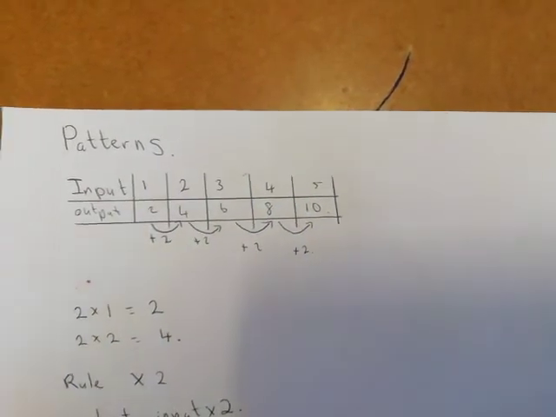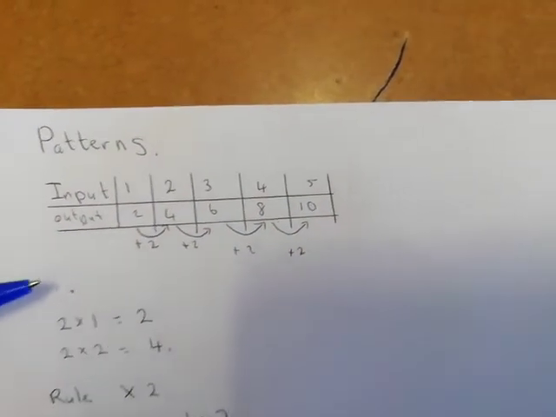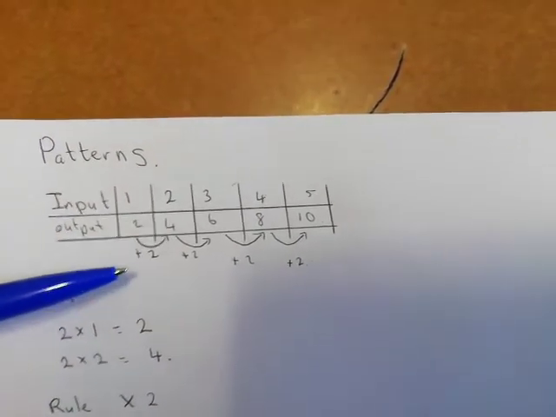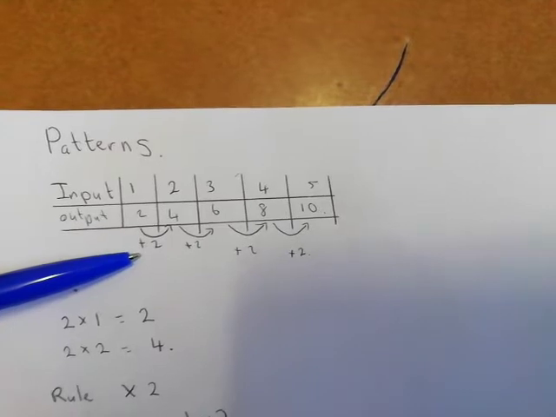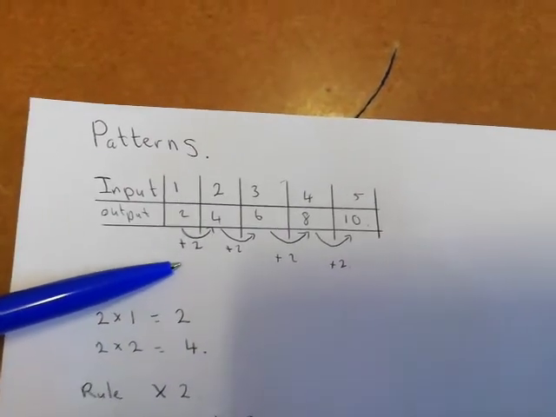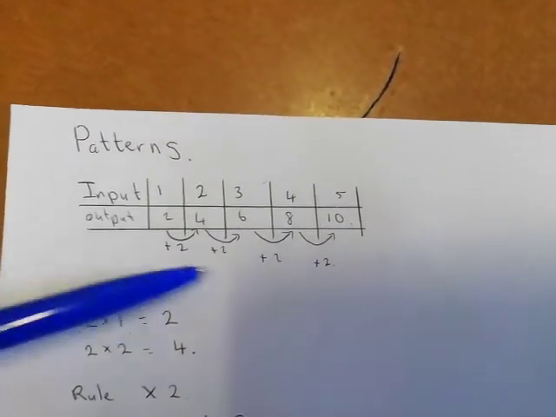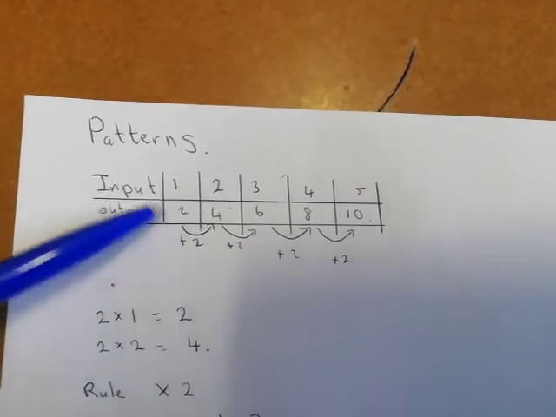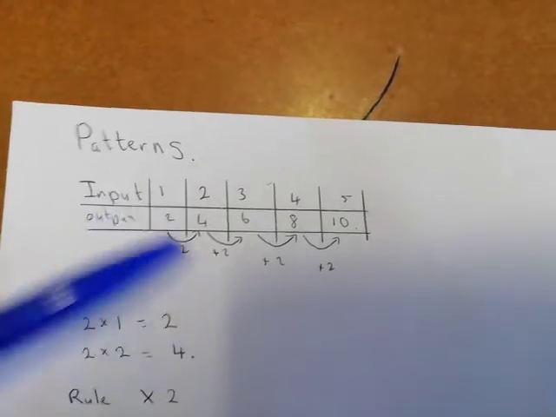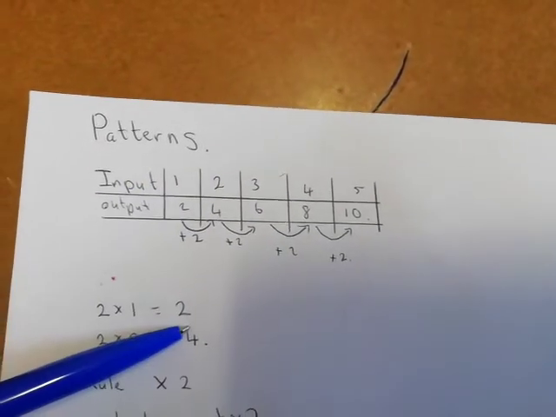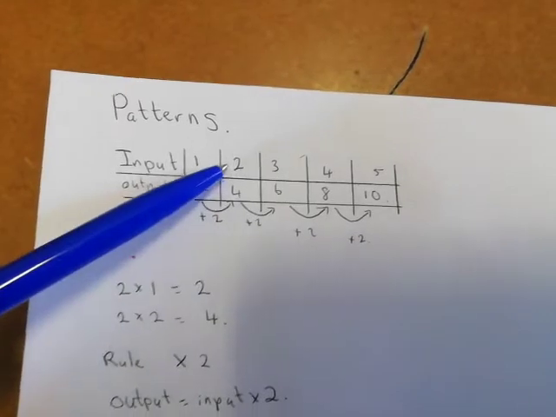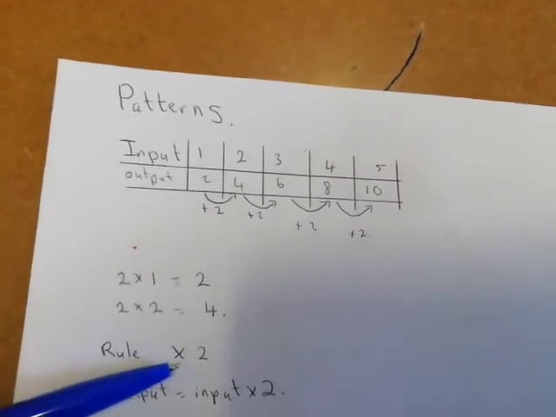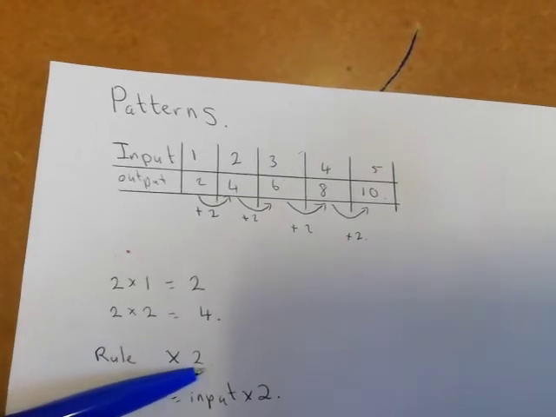When they ask you to find the rule of a number pattern, you first need to find what happens. Then you say that this constant change times the input number. So 2 times 1 is 2 and 2 times 2 is 4. So your rule will be times 2.